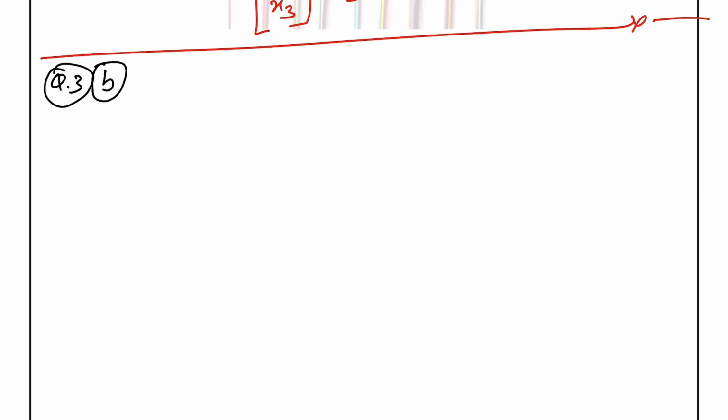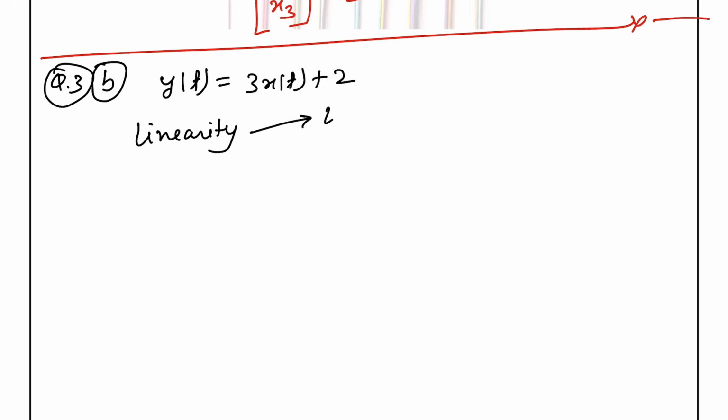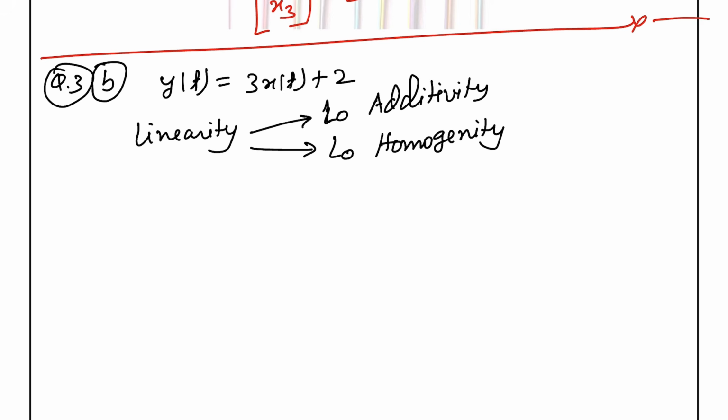Okay, B, we need to find the linearity of this equation, 3 x of t plus 2, whether this one is linear or not linear. For the case of linearity there are two conditions we need to check: law of additivity and second is law of homogeneity, and these two combined are known as the superposition theorem.